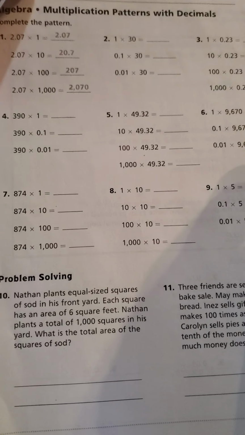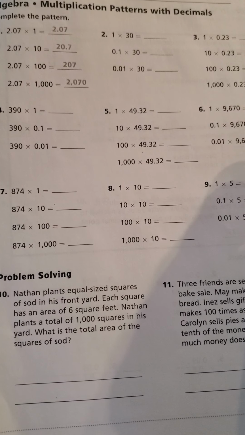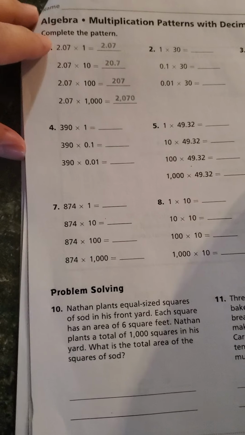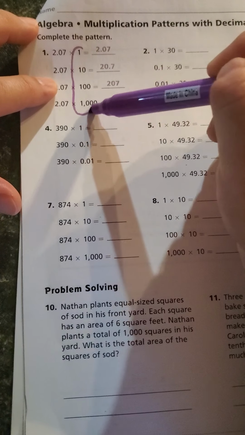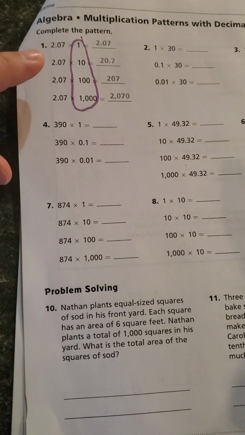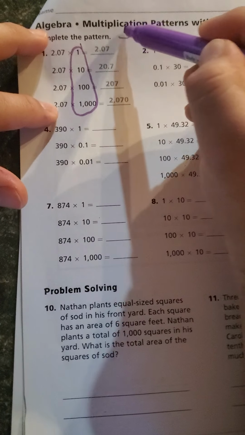So let's go to page 42 and let's do a couple of these examples. So let's look at number 1. It says complete the pattern. Here is what they were multiplied by. Those are all whole numbers, so you know they're all going to go to the right.